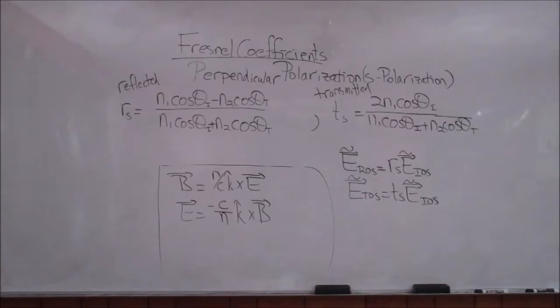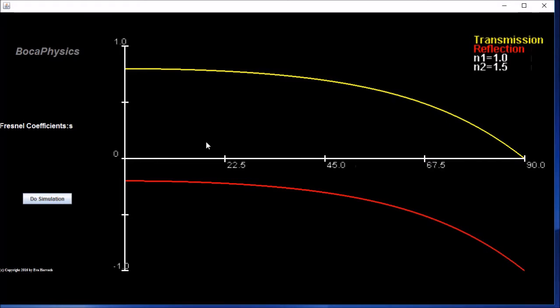For the transmitted wave, we have 2n1 cosine theta i all over n1 cosine theta i plus n2 cosine theta t. The Fresnel coefficients relate the reflected electric field to the incident electric field, and the transmitted electric field to the incident electric field. This is a plot of the Fresnel coefficients for normal incidence to grazing incidence for linear media characterized by indices of refraction n1 equal to 1 and n2 equal to 1.5.